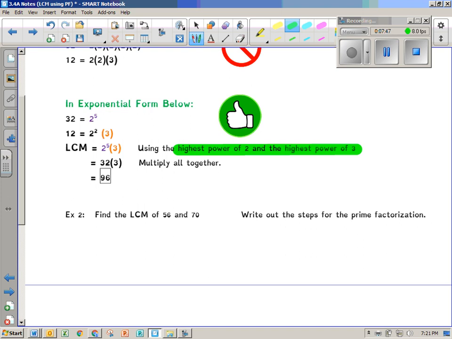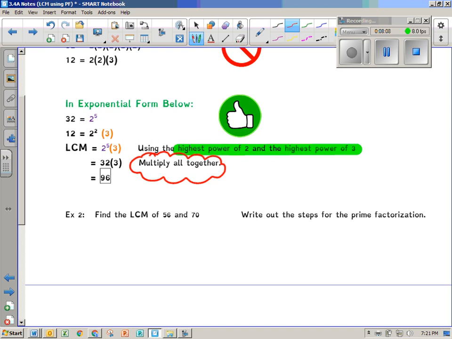And then we multiply, oops, let me get off the highlighter there. Let's go back. Then we multiply all of those together.